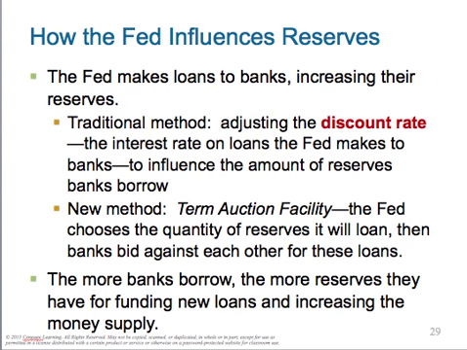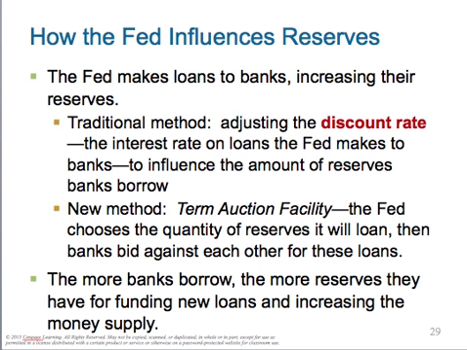So the Fed makes loans to banks as well. They can increase their reserves. The traditional method is adjusting what's called the discount rate. Now, the discount rate is nothing more than the interest rate. But it's the interest rate on loans the Fed makes to banks. So when a bank needs more money, they go to the Fed, and they report to their local area Federal Reserve, whether it's in New York, Atlanta, San Francisco, so on and so forth, Chicago.